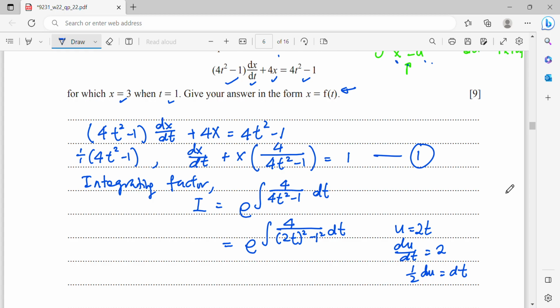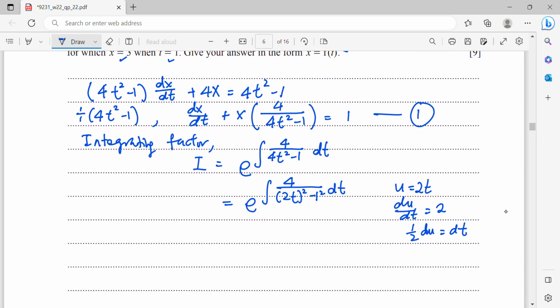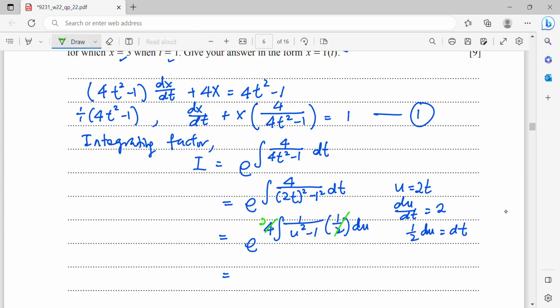Now, in order to use this formula, the numerator is 1. Therefore, I'm going to factorize the 4 on top there. So e to the power of 4 times the integral of 1 over (u squared minus 1), where my 2t is replaced by u, and dt will be half du. So you can write half du here. Now, the half and 4 can be simplified, so here it simplifies to be 2.